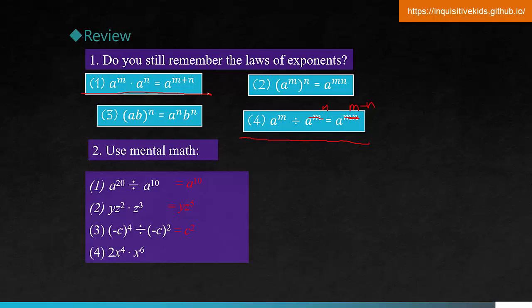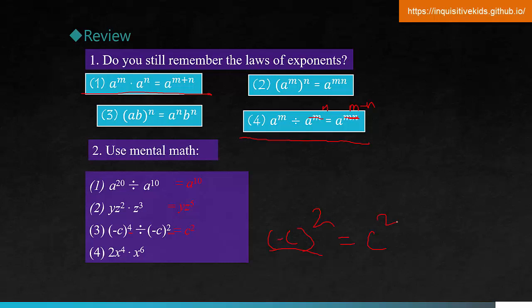For number 3, we get c squared. Over here, again, we are using the quotient of powers. The base does not change. It's still negative c. And 4 minus 2 gives us 2. So it's negative c squared. But negative c squared is the same as c squared, because any negative number squared is positive. So negative c squared and c squared are the same thing. C squared is just more simplified.